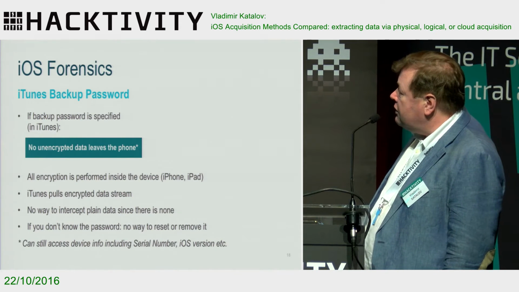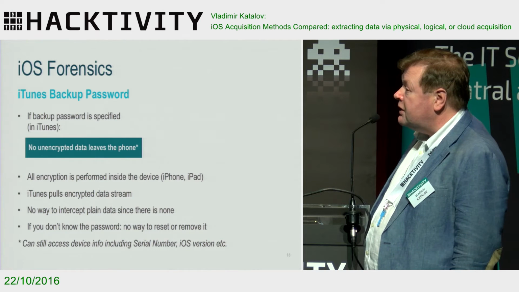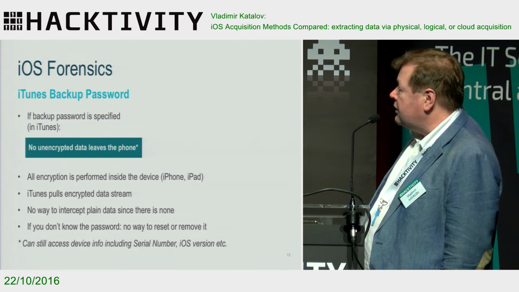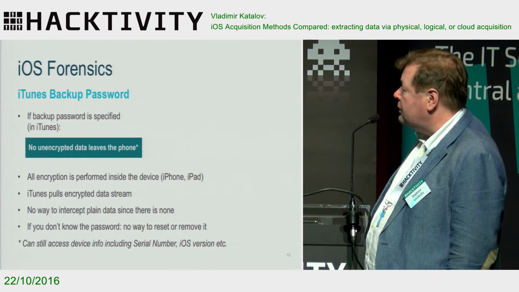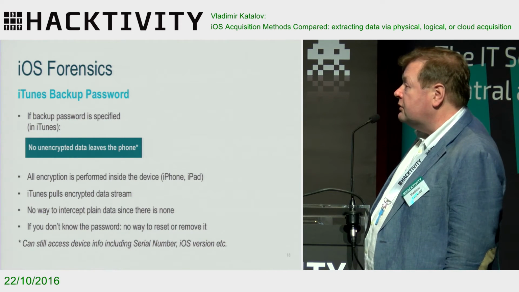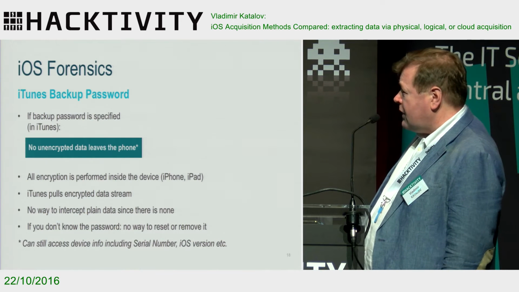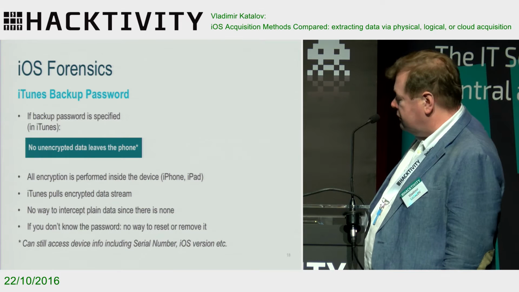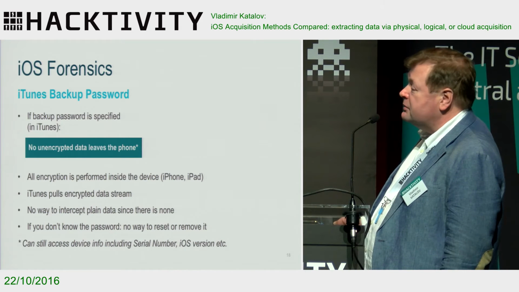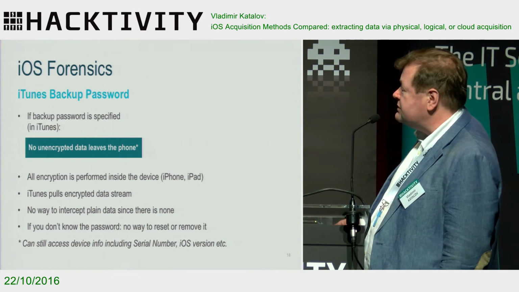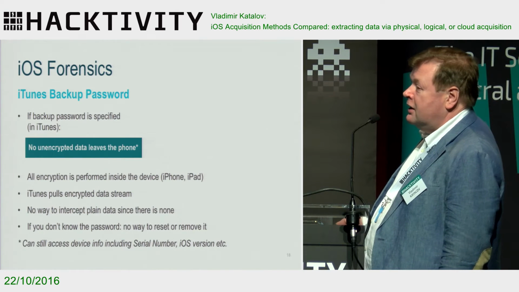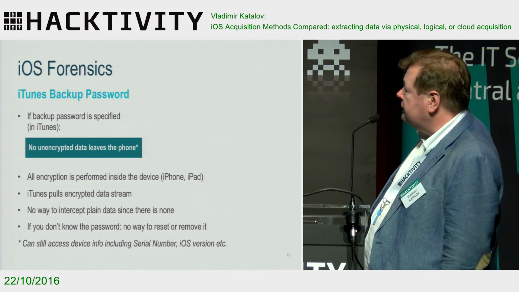As I said, no unencrypted data leaves the iPhone, and there is no way to get it unless you have a very old version of iOS, where some additional services were working, and there is no way to reset or remove the passcode. All you can do from the locked phone without the parent record is access some of the information, including the serial number of the device, which may help if you are going to request some information from Apple. You can get the iOS version, the baseband version, and something like that.